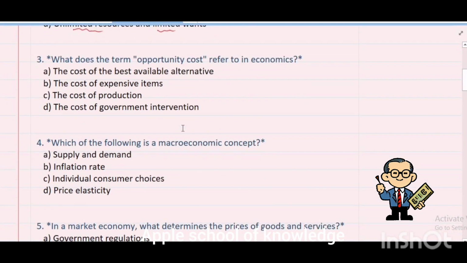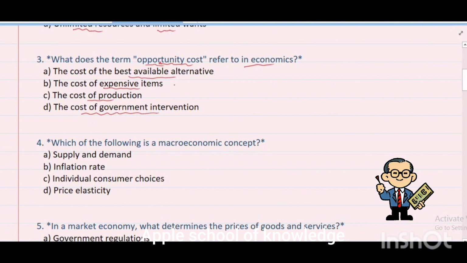Now let's move on. We have another MCQ, and that is, what does the term opportunity cost refer to in economics? This is about the opportunity cost. I think we have discussed this in the lectures. If you have not watched that lecture, then go and watch it. What does the term opportunity cost refer to in economics? The option number one, the cost of the best available alternative. The second, the cost of an expensive item. The third, the cost of production. Number four, the cost of government intervention.